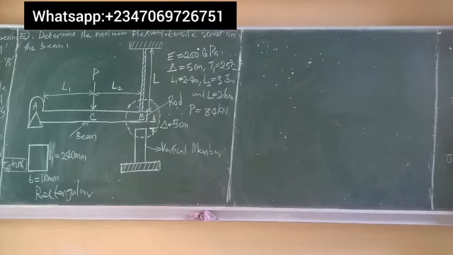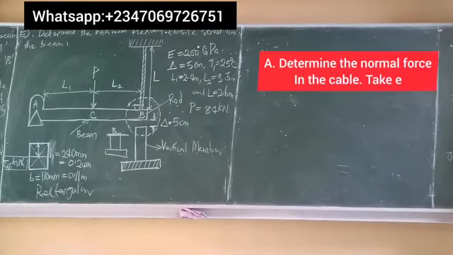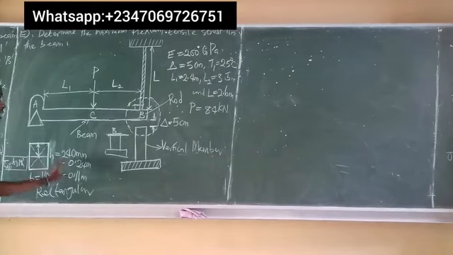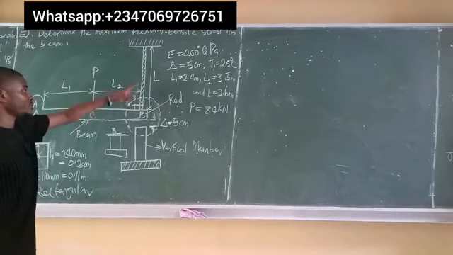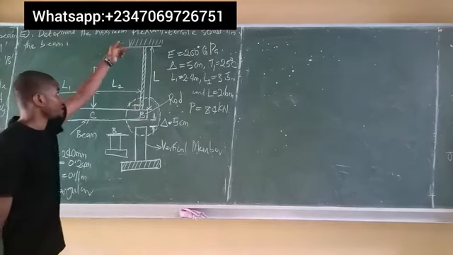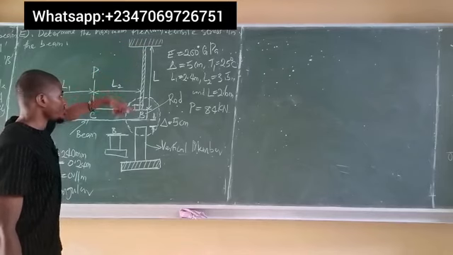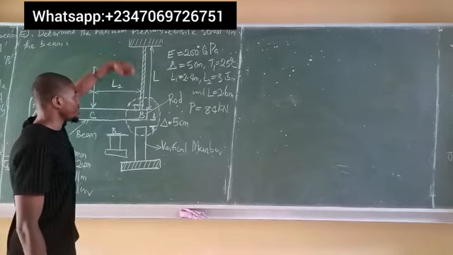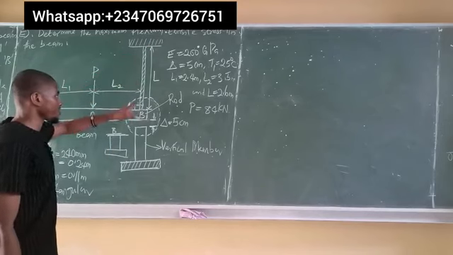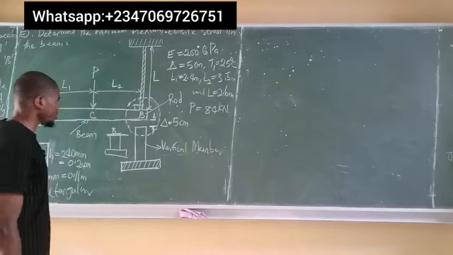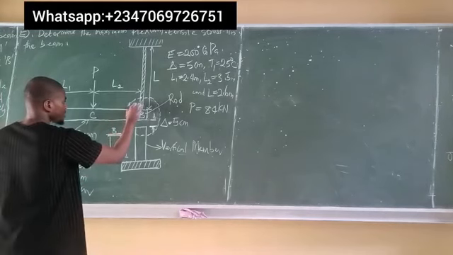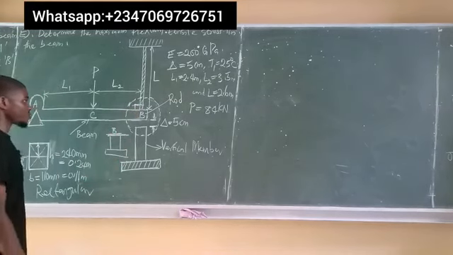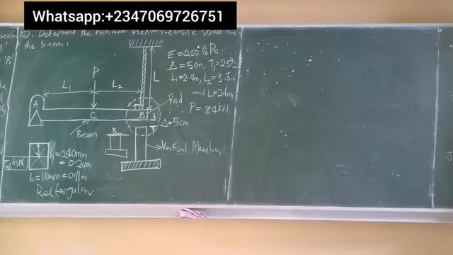So let's start with the first question. First question says, determine the normal force in the cable. So we have the beam, of course. This is pin supported at A, and we have a cable supported at point B. Of course, this cable is tied at this point, and the force on a cable is always directed towards the point where it is tied. So this force is an upward force tied at this particular position. But then again, since the condition says find the normal force, it simply means that the force must be at 90 degrees to the surface.